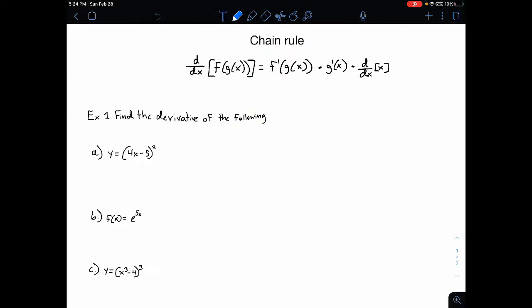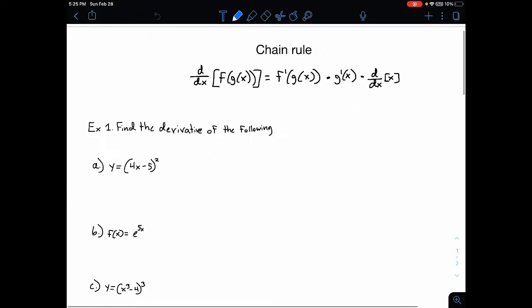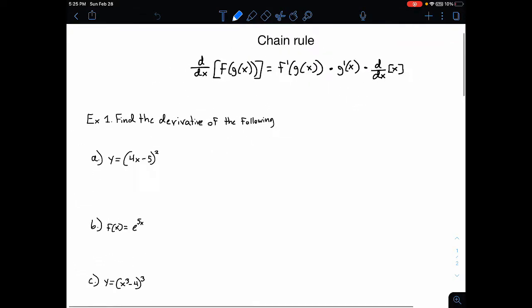Today we'll be learning about the chain rule. This is a continuation of our last video about derivatives, and it is a way to figure out the derivative of a function that has multiple parts to it.